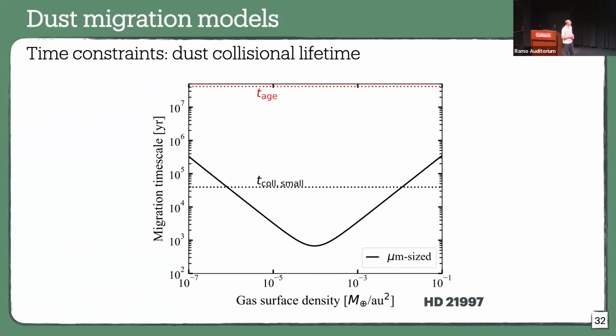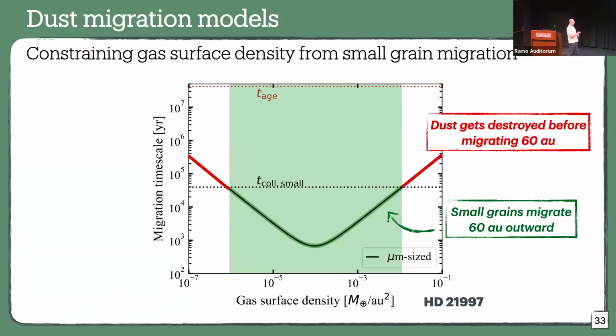But more importantly, more constraining is that we're requiring our small grains to have migrated before they get destroyed. So we need our migration timescale to be actually smaller than our dust collisional lifetime for our small grains, which means that we can now rule out the regions of parameter space in red, where our dust actually gets destroyed before migrating the 60 AU shift that we've observed.